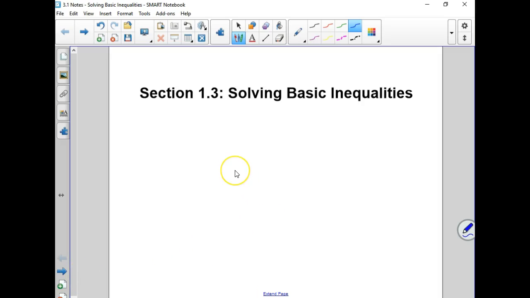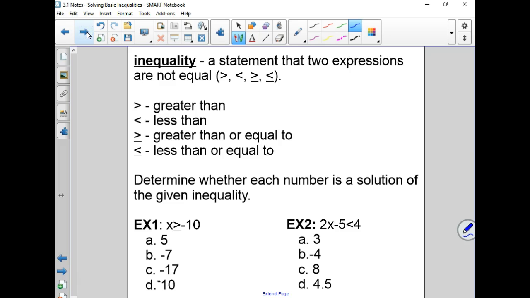Okay, in this section we will be solving basic inequalities. So, remember that an inequality is a statement that two expressions are not equal. These are going to be statements that include a greater than, a less than, a greater than or equal to, or a less than or equal to sign. So, make sure that you're familiar with all four of those signs there.